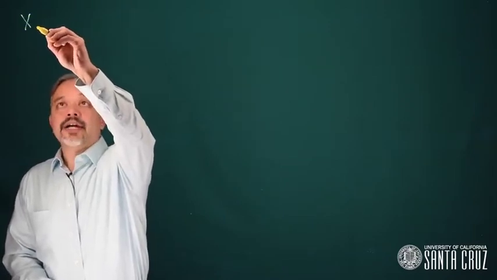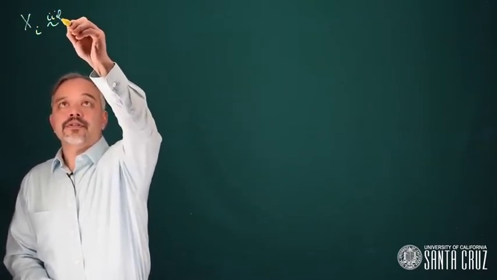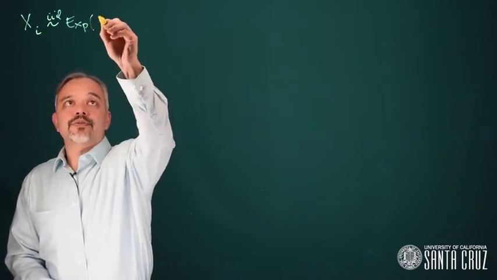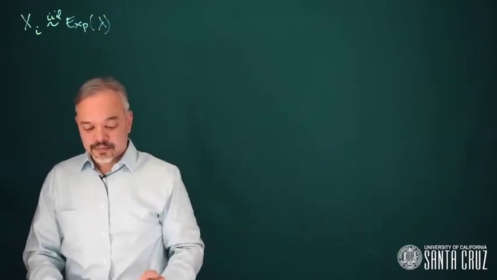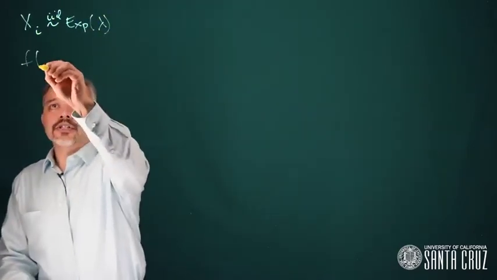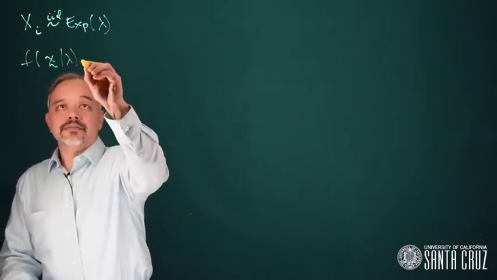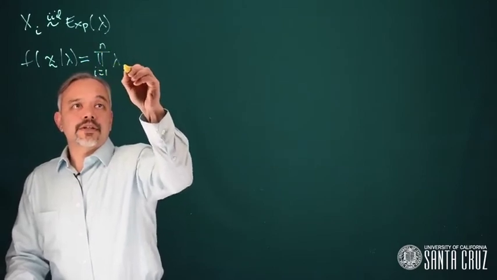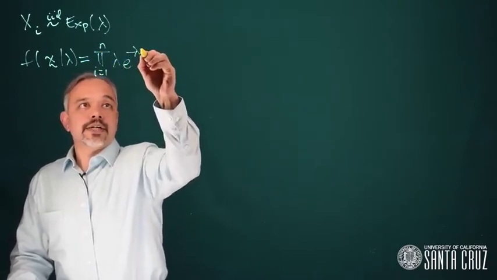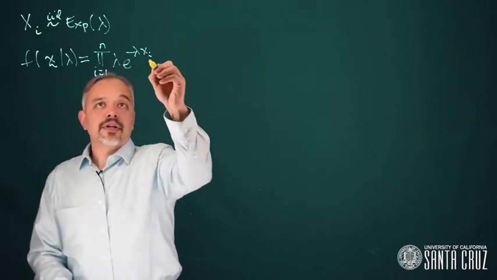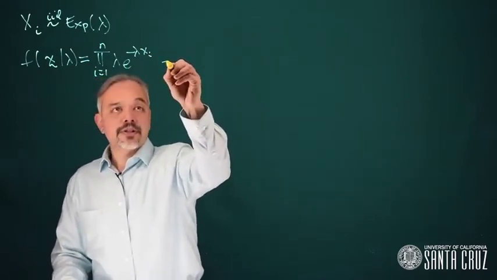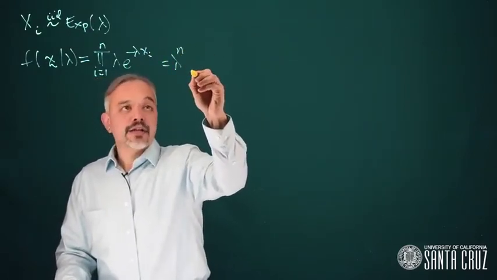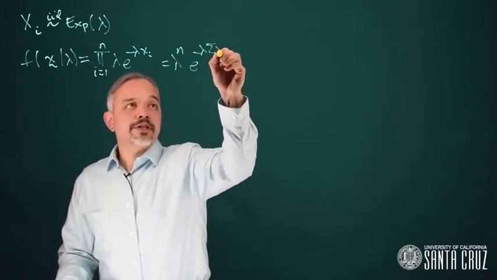Some more examples of maximum likelihood estimators. The exponential distribution. Suppose that we have samples from an exponential distribution with parameter lambda. Recall that the density is the product of lambda e to the minus lambda x sub i. Working on this product, we can collapse it so that this is lambda to the n times e to the minus lambda times the sum of the x sub i's.